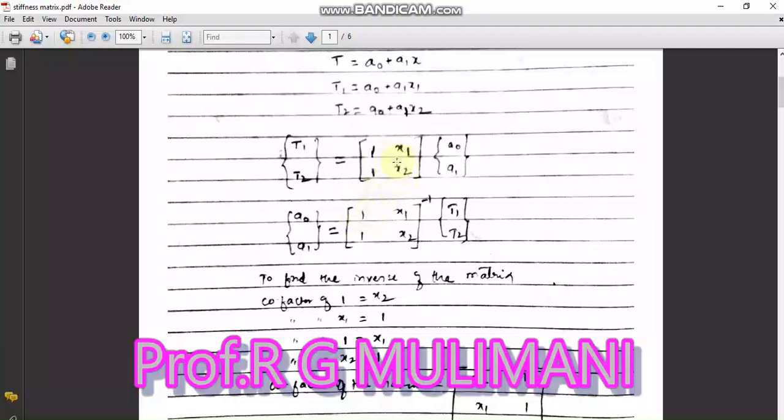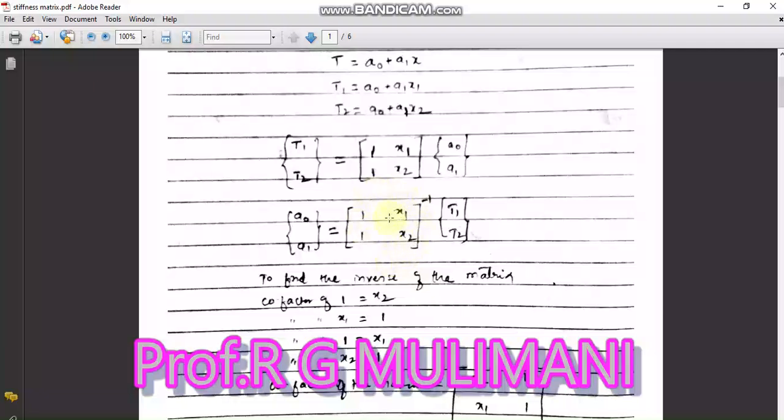If this matrix comes to this side, it is the inverse of the matrix [1 x1; 1 x2]. So let us find the a0 a1 vector. You bring this matrix to the left side, so it is the inverse of the matrix [1 x1; 1 x2] times [T1; T2]. We already know how to find the inverse of a matrix.